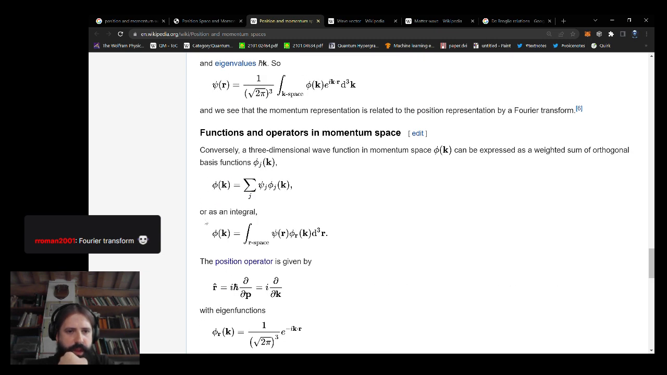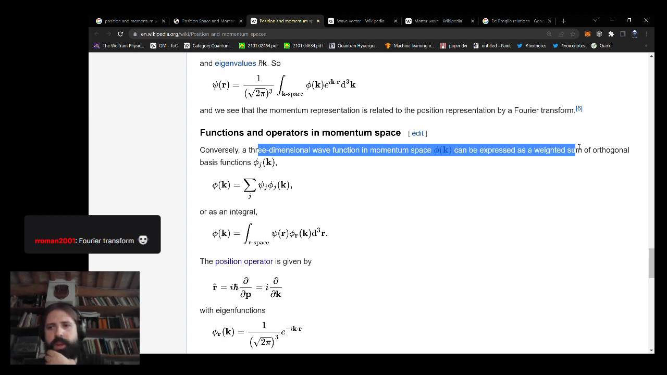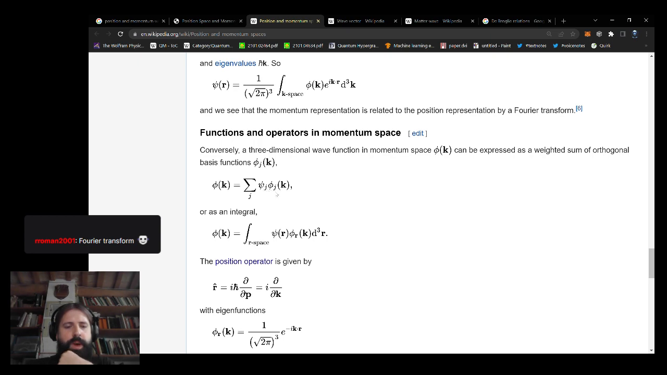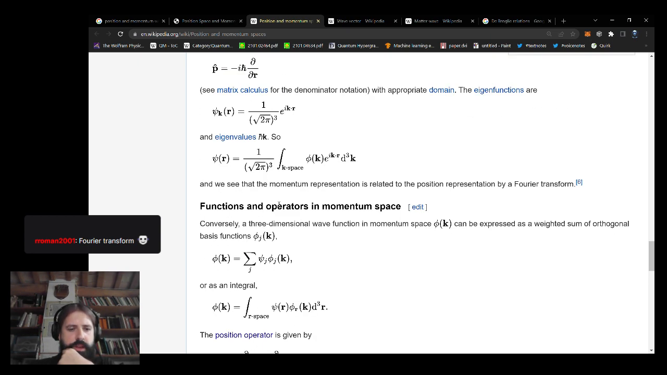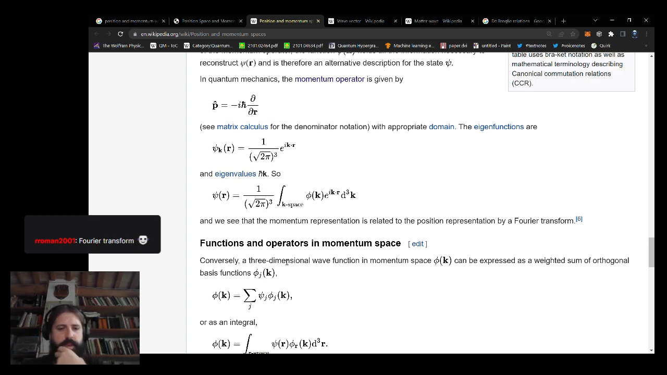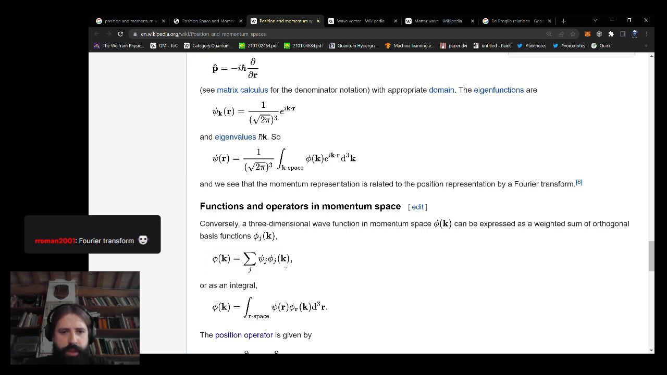That's kind of the crucial step, I guess. Or even just to understand that three-dimensional wave functions in momentum space can be expressed as a weighted sum of orthogonal basis functions. But why is it that we're multiplying with psi? That's what I don't get. Intuitively, I don't understand that representation.